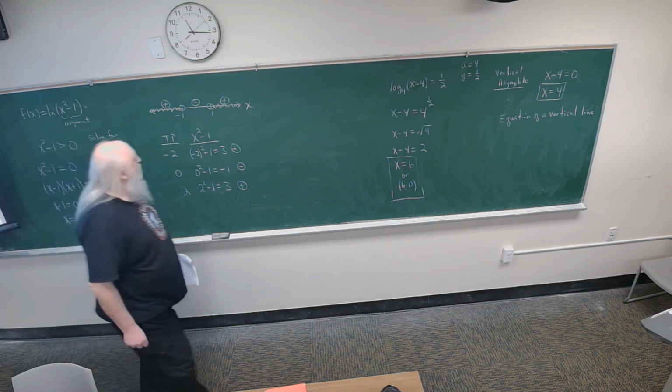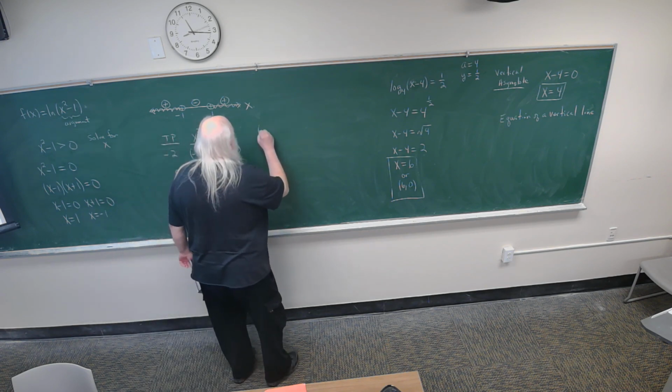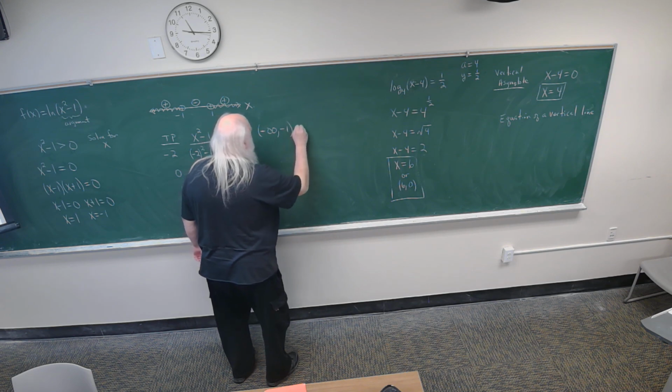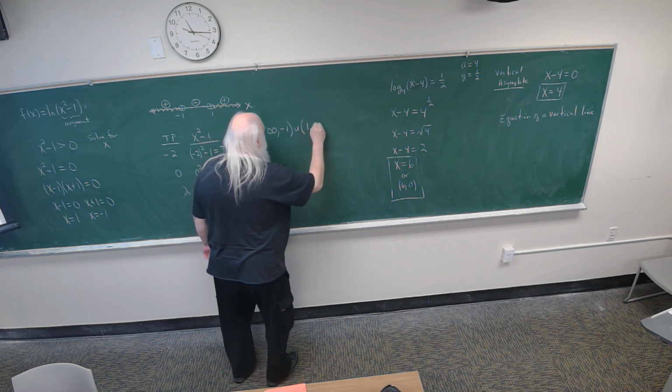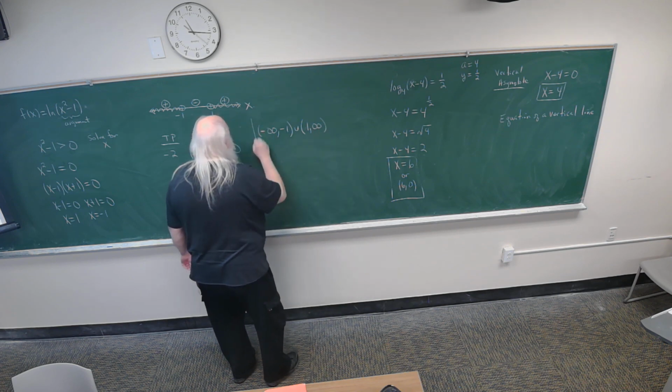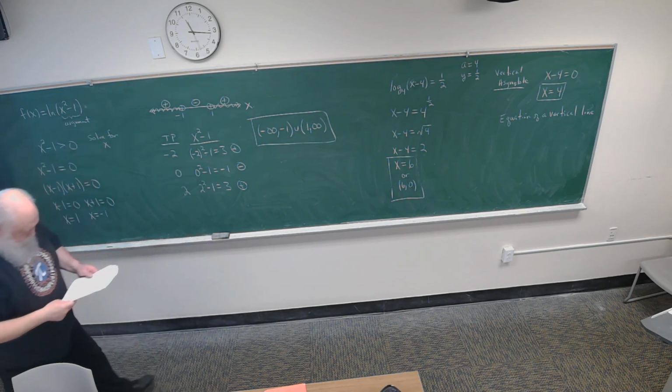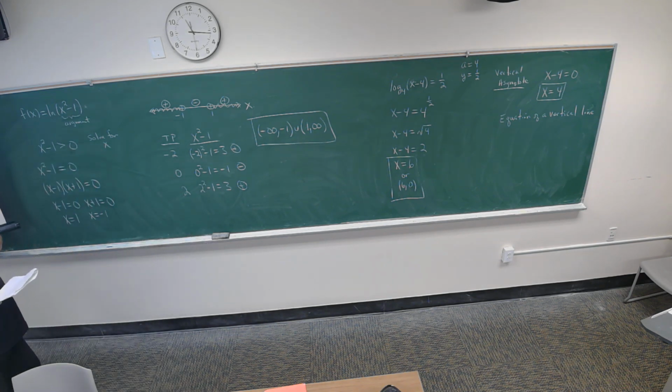So the domain in interval notation is -infinity to -1, union 1 to infinity. So you define the domain of a logarithmic function like this. You set the argument greater than 0 and solve for x. Set the input greater than 0 and solve for x. Okay.